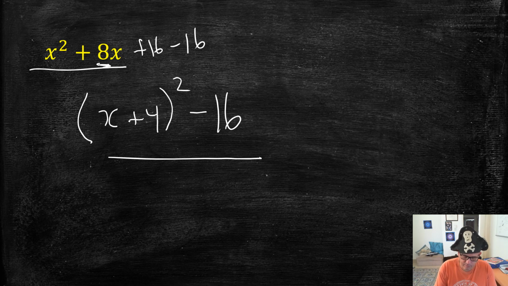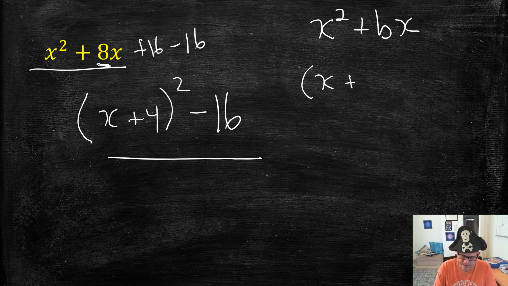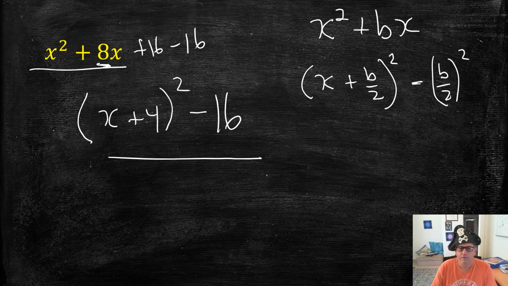So again, let's look at this generically. What if I have x squared plus bx? b stands for some number. How am I going to complete the square? Well, to complete the square, it's always going to be x plus half of b, and then that thing squared. And then what am I going to need to do? I'm always going to need to take away b over 2 squared. If you look back at your algebra tiles, you'll see why that is.